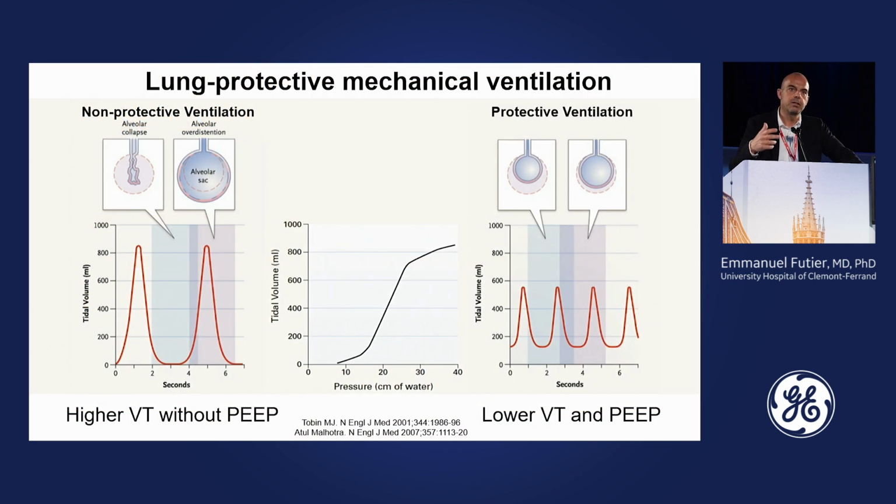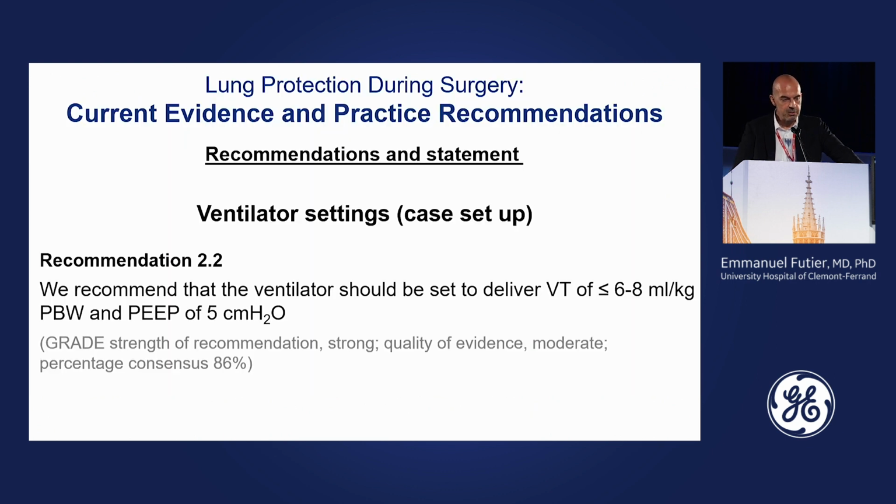Obviously, when you apply a lung protective mechanical ventilation strategy, you are obliged to reduce the tidal volume, but also to apply PEEP in order to avoid both overdistension and trauma. So the concept of lung protective ventilation is the association of reduced tidal volume and PEEP, and to avoid higher tidal volume and obviously zero PEEP. That is why we recommend, based on the most available data, to set the initial tidal volume at 6 to 8 milliliters per kilogram predicted body weight. It's important to keep that in mind: tidal volume should be set on the predicted body weight, not on the ideal or actual body weight, and to apply a PEEP of 5.